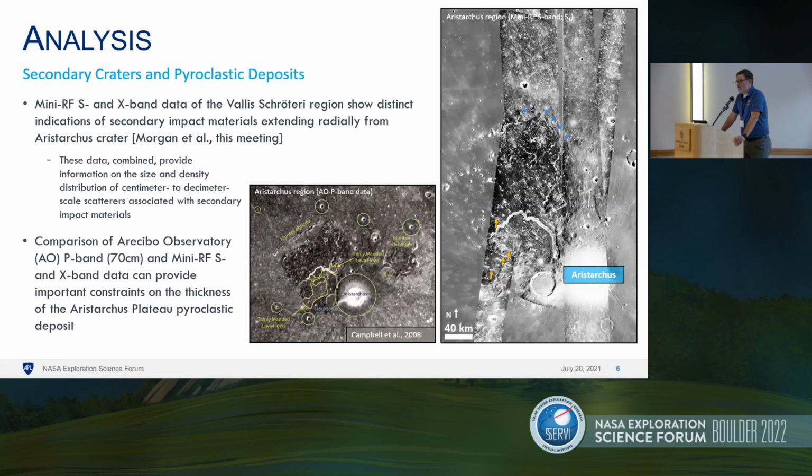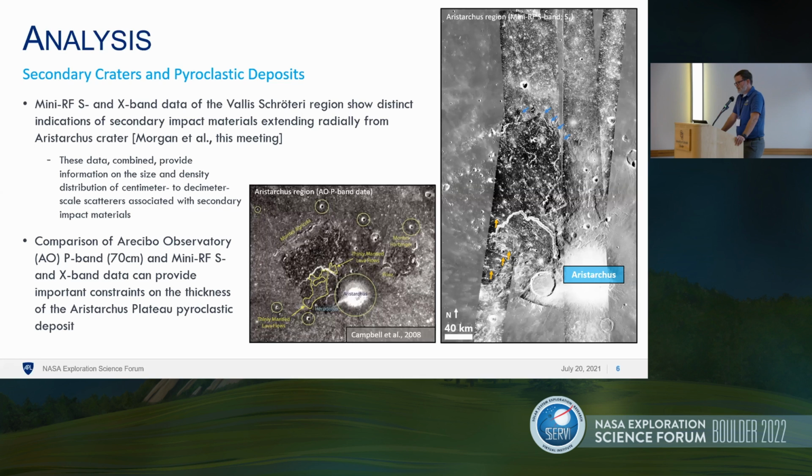We can also look at pyroclastic deposits. The Aristarchus Plateau has been well studied by many instruments, but we do have really good ground-based data of Aristarchus at P-band, and we've collected a fair amount of S-band data. Unfortunately, Arecibo Observatory is no longer active, and so we can't collect S-band data in a bistatic architecture currently, but we did get about 2/3 of the Aristarchus Plateau at S-band over the course of Miniriff's bistatic campaign.